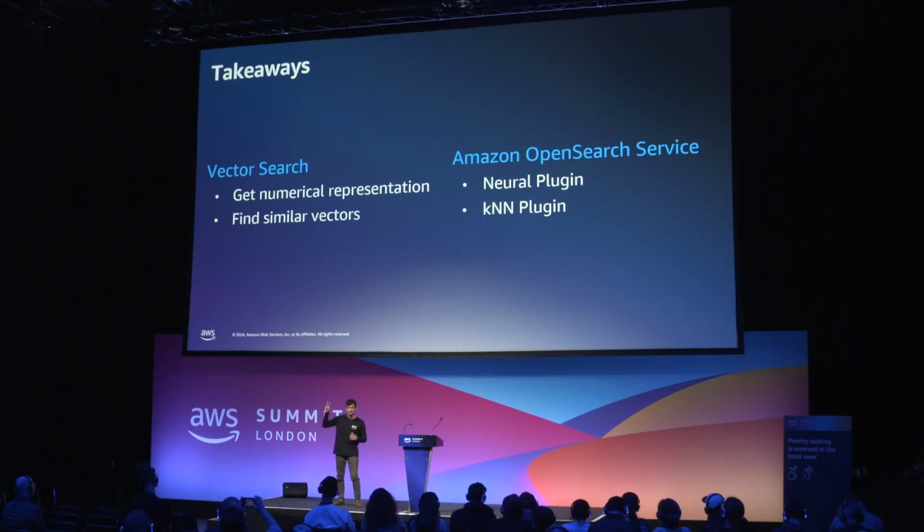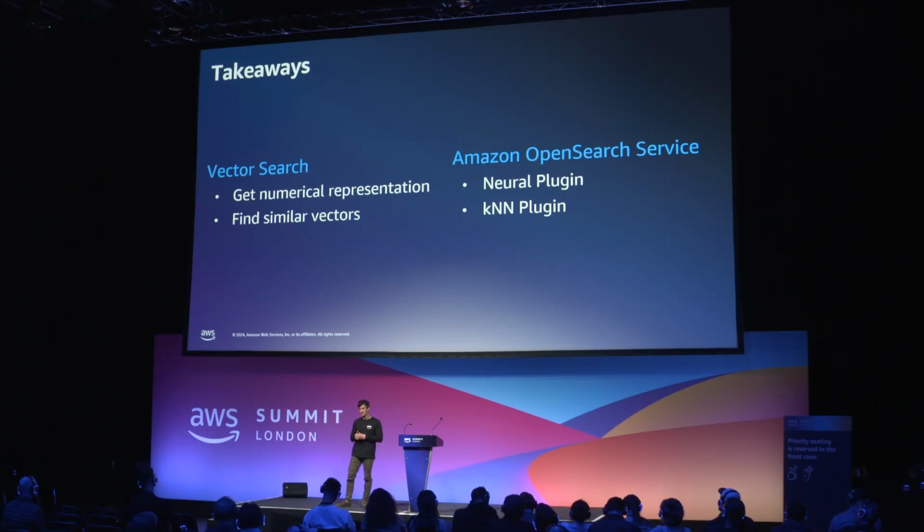So there's 2 steps needed in a vector search. You get the numerical representations, so you have to go from the text or the image, as Amir mentioned, or music into vectors or vector embeddings. This is the first step. And the second one is to find the similar vectors out of all the vectors that you have stored previously in your database. These 2 steps can be done by the use of Amazon OpenSearch Service, and there's 2 main plugins that you can use to implement these 2 steps.